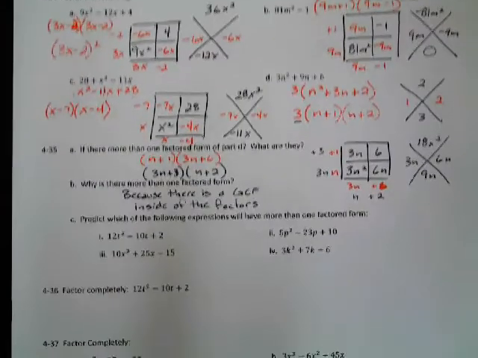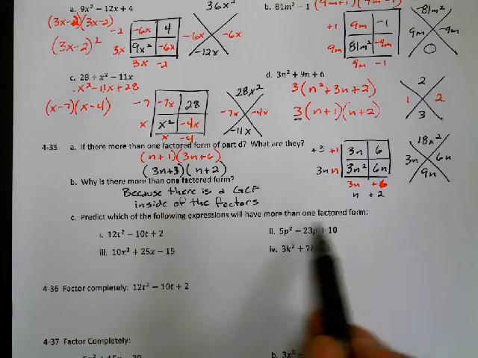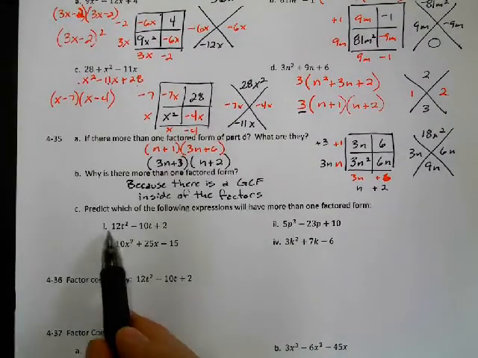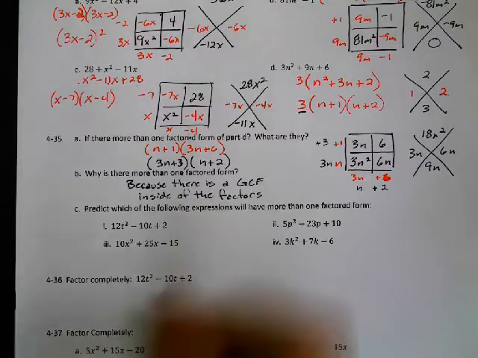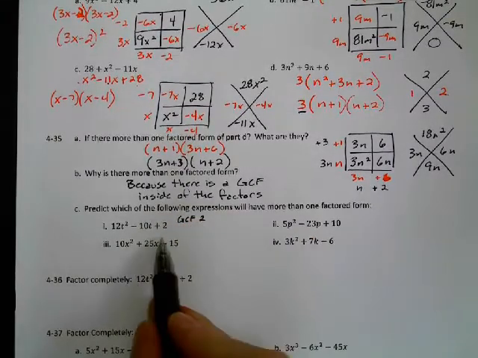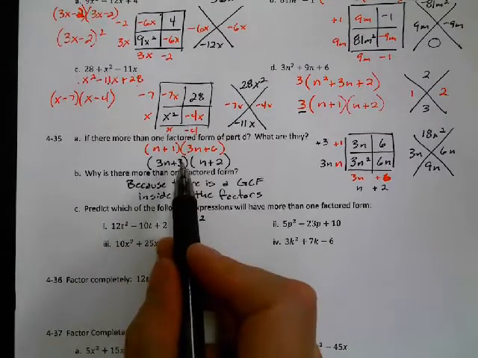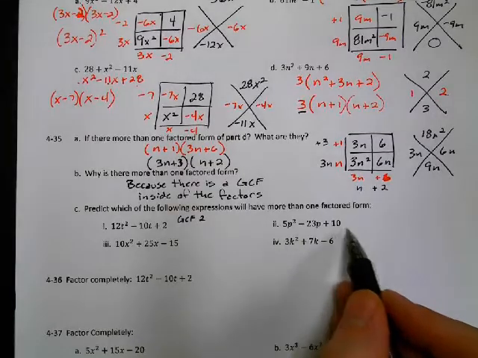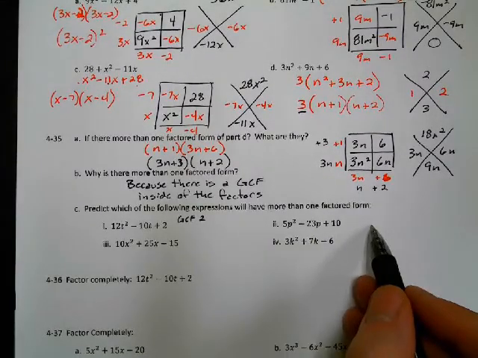All right, predict which of the following expressions will have more than one factored form. We'll see how this one has 12, 10, and 2. That has a GCF in there. There's a GCF of 2. So I would predict that that one would give me more than one different type of answer because it has a GCF in it. This one, 5, negative 23, and 10. There's no GCF there. There should only be one way to do that if it's able to be done.